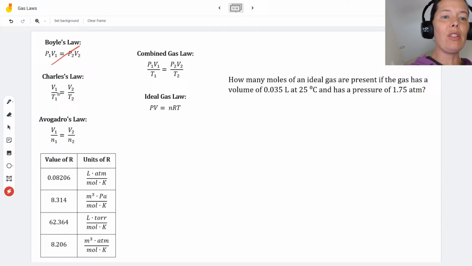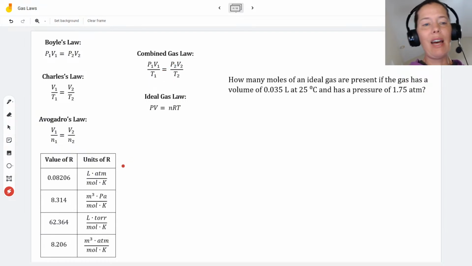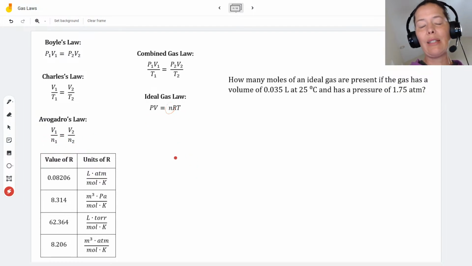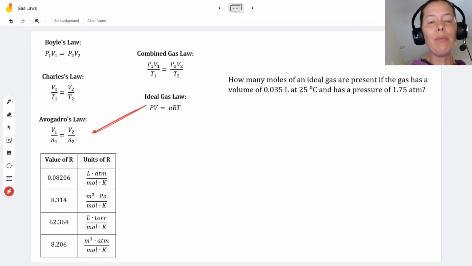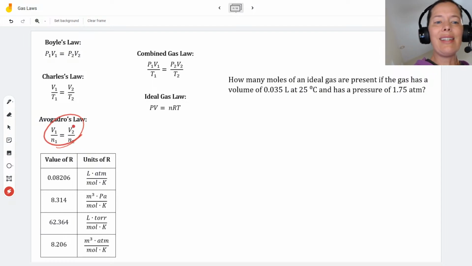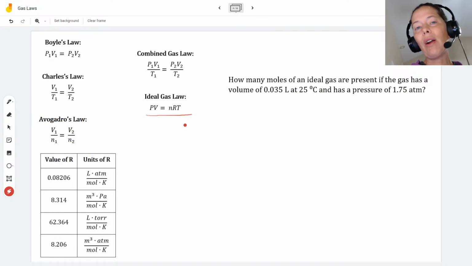So certainly Boyle's law and Charles's law are out. Combined gas law is out because it doesn't have moles. Possibly Avogadro's law because it has moles, and ideal gas law also has moles. So how do we decide between these two? Well, what I see is there are a couple things. I have a pressure, which Avogadro's law does not have, and I only have one volume. I don't have an initial and a final volume. So again, this is not going to be Avogadro's law. We are now going to be working with ideal gas law.